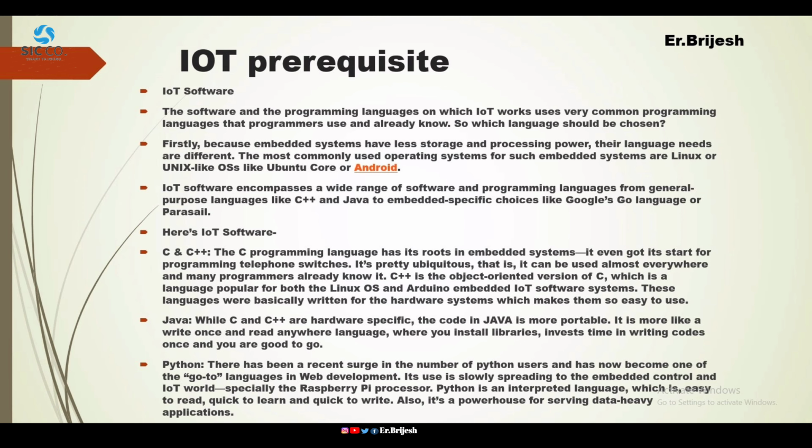Python has seen a recent surge in the number of users and has now become one of the go-to languages in web development. As Python is very easy to learn, anyone can learn Python in a very short time. That's why we have seen a huge increase in Python users. It is slowly spreading to the embedded control and IoT world, especially the Raspberry Pi processor. Python is an interpreted language, easy to read, quick to learn and quick to write. Also it's a powerhouse for serving data heavy applications. So we will be using Python on the Raspberry Pi board.